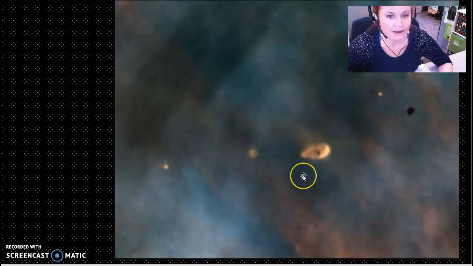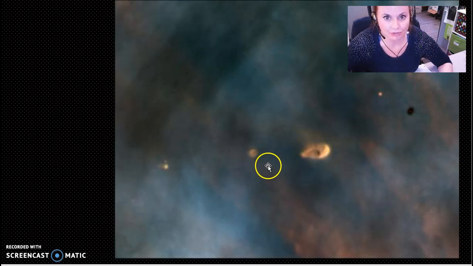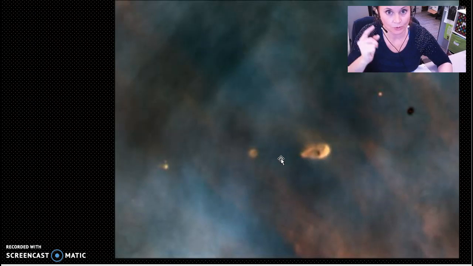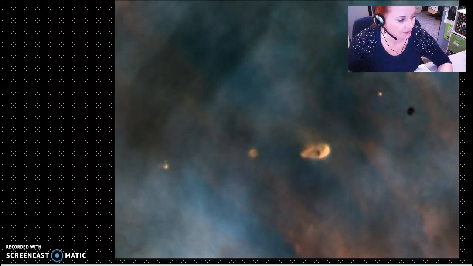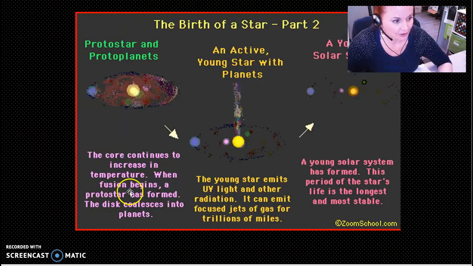So here we have some evidence, some pictures showing one of these protoplanetary disks. This is a protostar at the center, and the disk of accreted matter around it will become a solar system at some point in the future. And you can see here the protostar and protoplanets. It continues until nuclear fusion occurs at the core of the star.